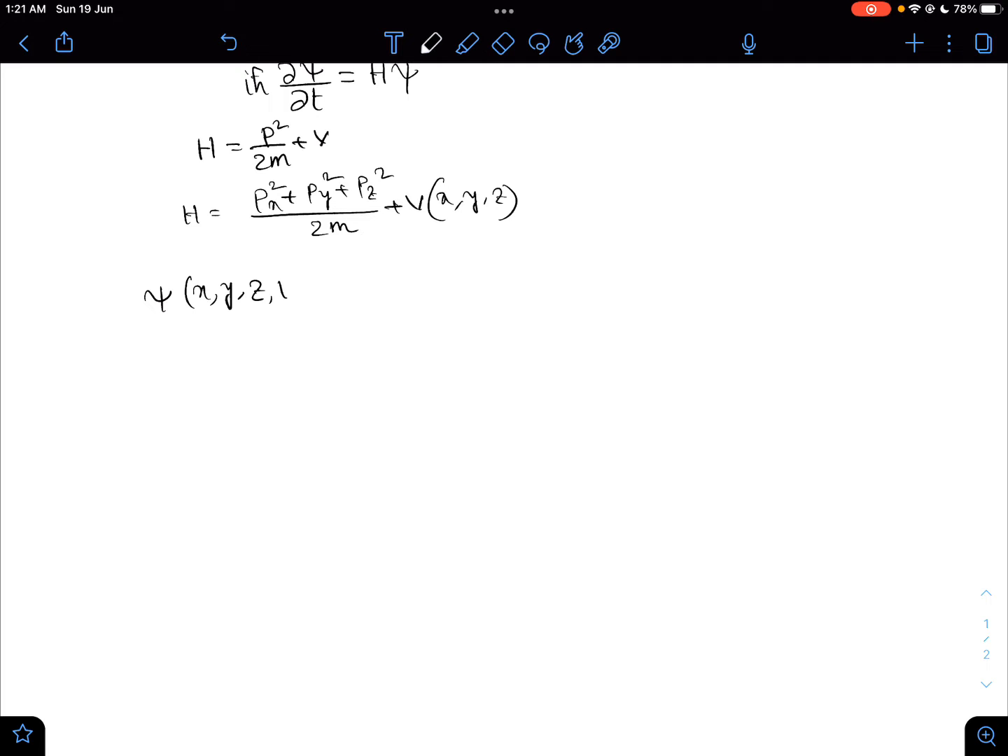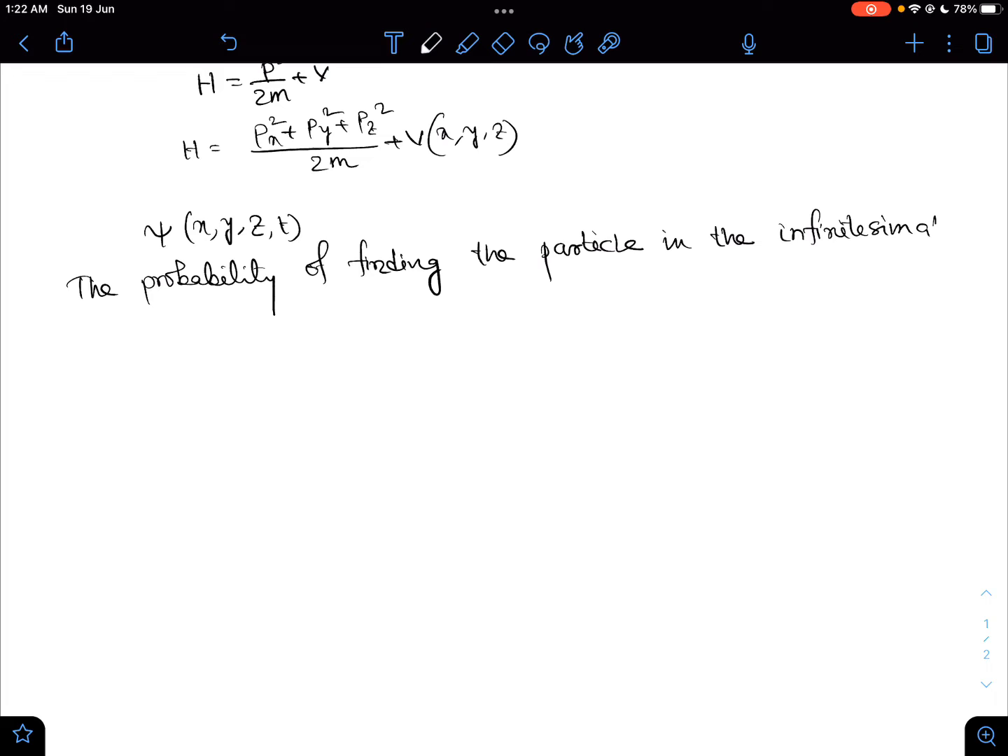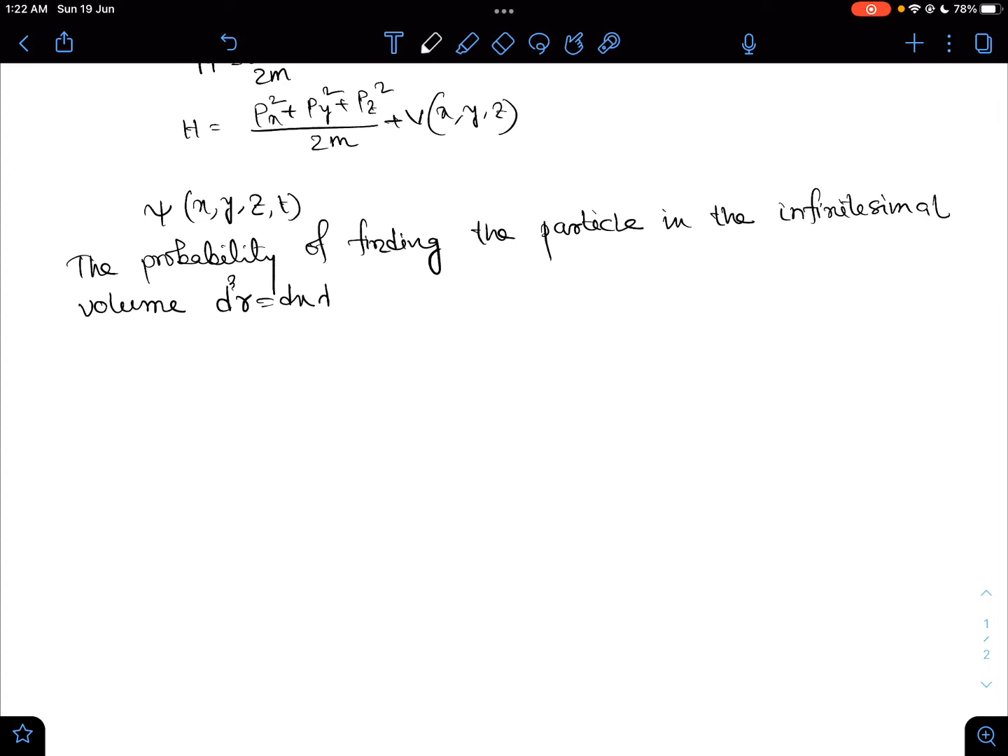So this is our Hamiltonian, and now we have our wave function, which is a function of x, y, z, and t. Now the probability of finding the particle in an infinitesimal volume will be given by, so let us write down the probability of finding the particle. In the case of 1 dimension, as we have talked about, it is the probability of finding it between an interval. But here we have 3 dimensions, so we will talk about the probability of finding it in a volume element dq bar, which is dx dy dz.